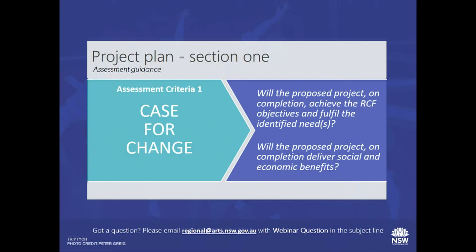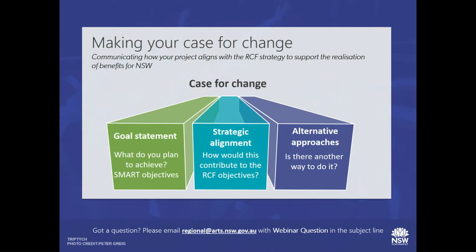Make sure your response in this section covers all the points in the assessment criteria that we've had up and we've handed out as well. The best applications will mark off all of those criteria, those 4 or 5 points under each section. There are 3 parts to a case for change in this first section: the goal statement, the strategic alignment, and the alternative approaches. The goal statement defines the scope, so what your project will deliver and for what cost.